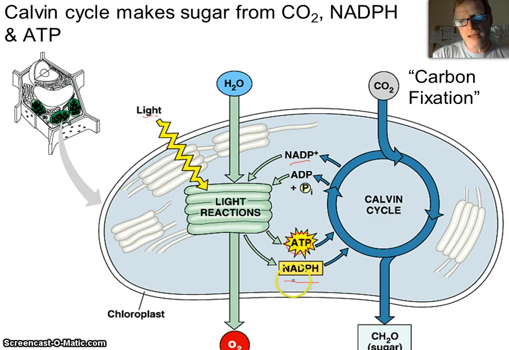So the ATP and NADPH from the thylakoid membranes are going to be passed out here into the stroma, the area outside of these thylakoid membranes, where they are going to be used to power the fixation of carbon, where we take carbon dioxide and fix it into molecules. So let's look at that in a little bit more detail.